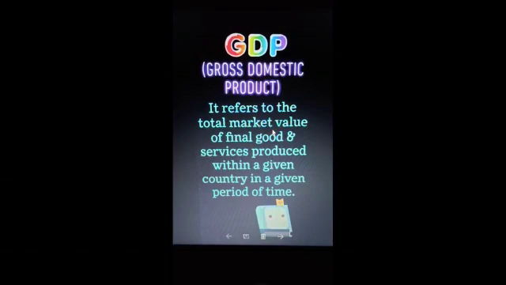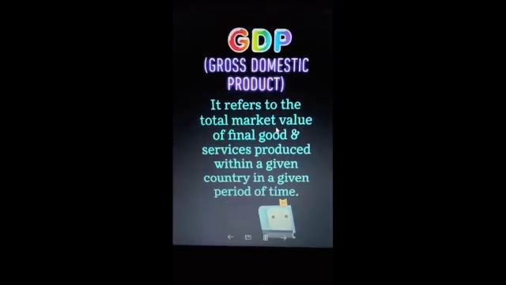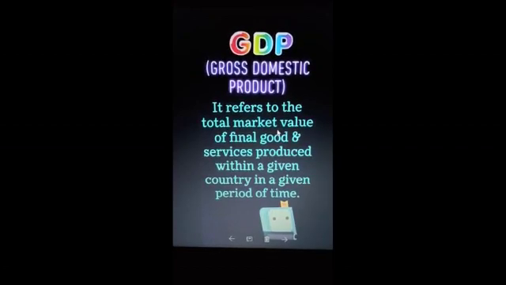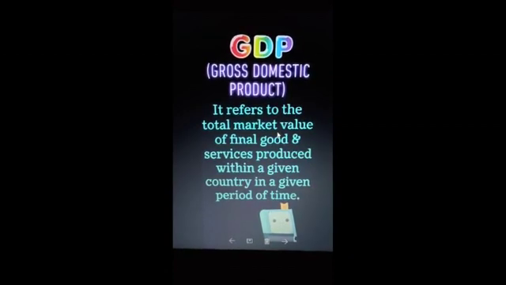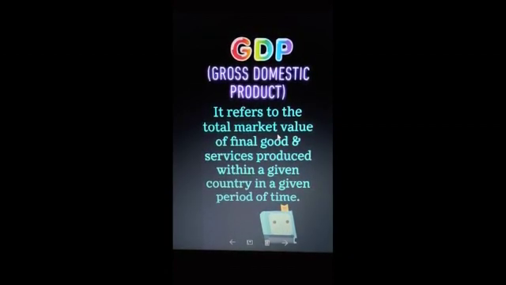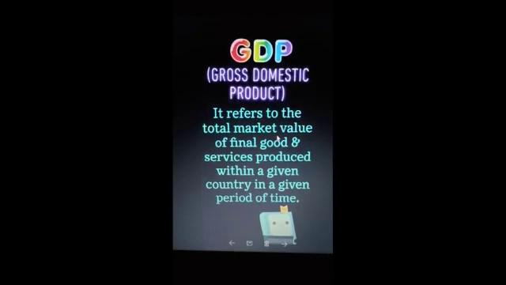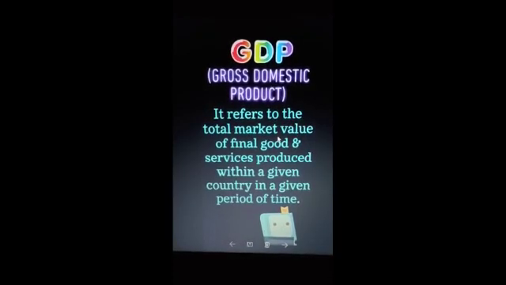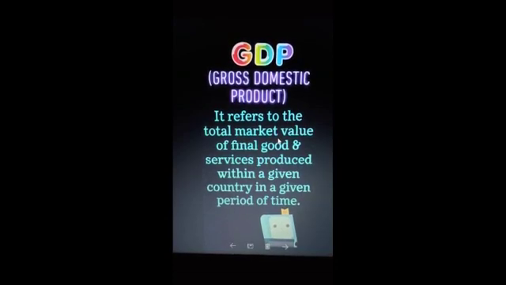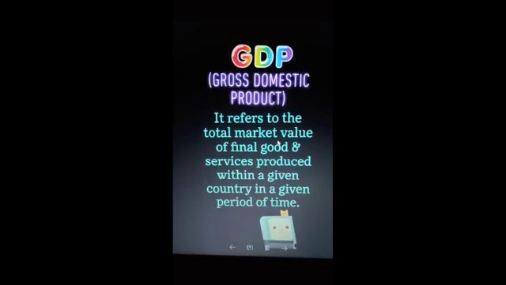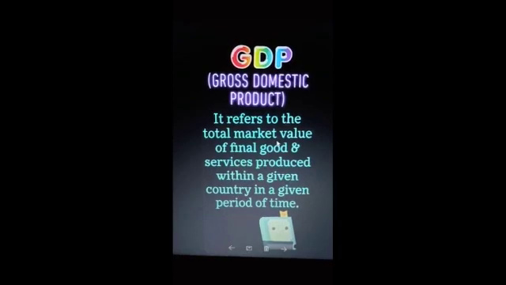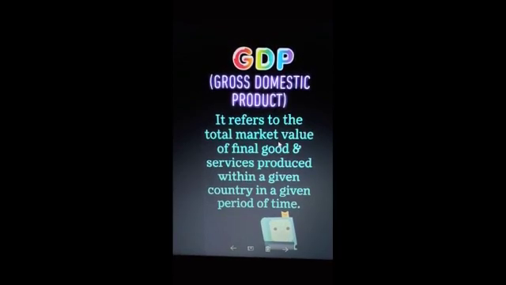Therefore, we need to know the market price of those products, which we will add up, and what we will get is the total market value or the total market price of the goods being produced. For example, a car is produced and the market price of that car is rupees 5 lakh, and along with that I need to add up the cost of the laptops being produced, and let's say the cost of a single laptop is rupees 50,000. So if we add both the values, what we will get is the total market value.